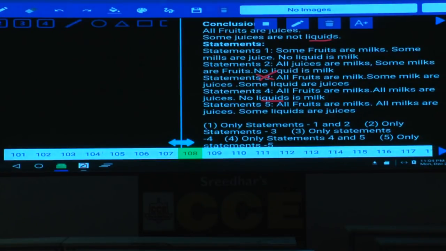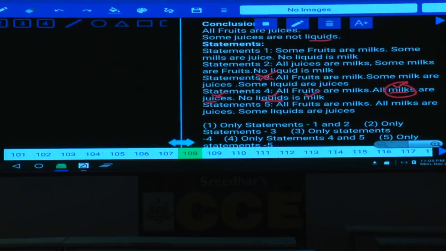Now the statement between milk and juice. See here, milk and juice is there, isn't it? Then tick and cross. This is tick and this is cross and this is tick and tick. Middle term milk distributed at least once. And the conclusion is no liquid is a juice. No liquid is a juice means some juices are not liquids, definitely true. Are you getting the answer or not?